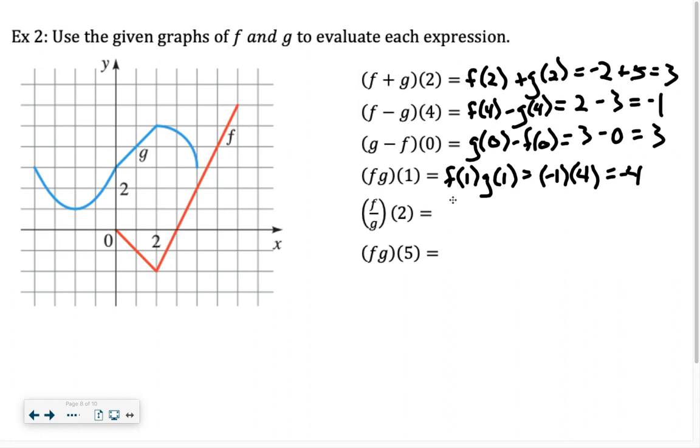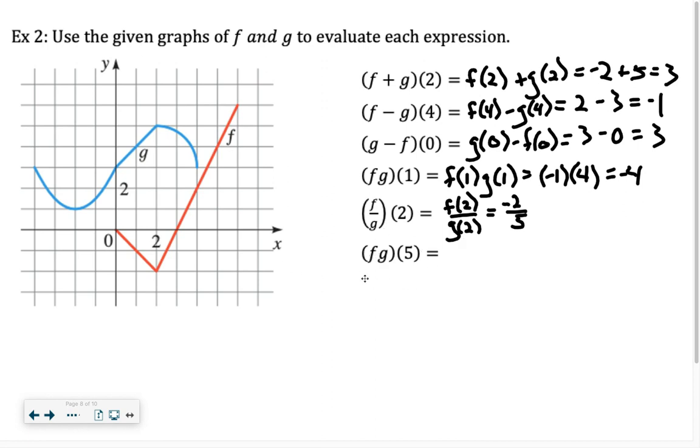And f divided by g of 2 just means f of 2 over g of 2. So f of 2 is negative 2 over g of 2 is 5. So we just get negative 2/5 for that.